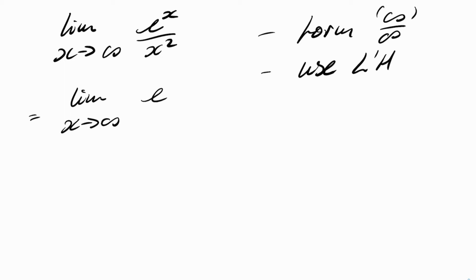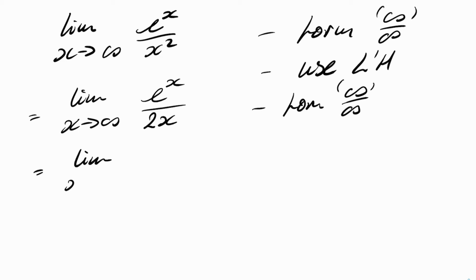the derivative of e to the x is e to the x, the derivative of x squared is 2x, and as x tends to infinity, both the numerator and denominator are still both heading off to infinity. However, because it's of the form infinity over infinity again, I can use L'Hopital's rule once more. The derivative of e to the x is still e to the x, the derivative of 2x is just 2, and now I can take the limit as normal, and we see that this is infinity.